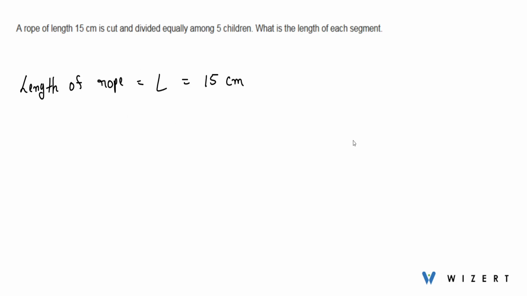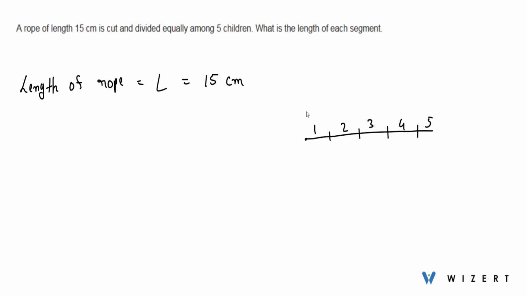Now suppose this is our rope and we have to divide it into 5 equal segments. So let's cut the rope into 5 equal segments. So 1, 2, 3, 4 and 5. So this is segment number 1, 2, 3, 4 and 5.